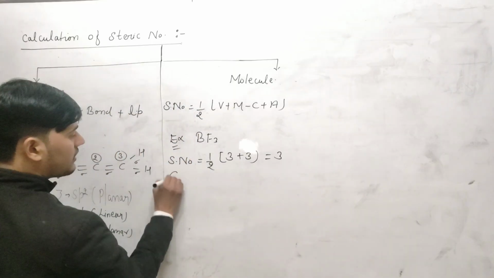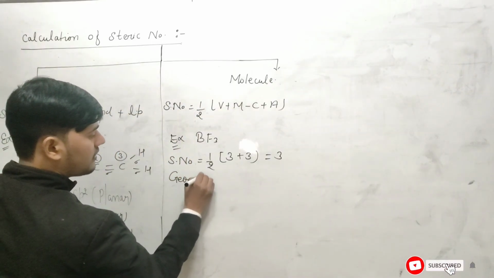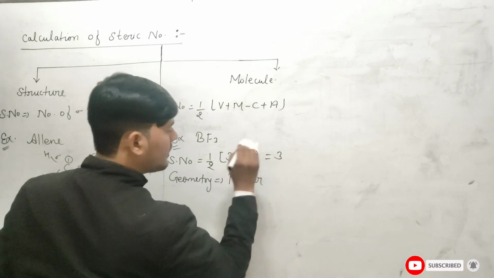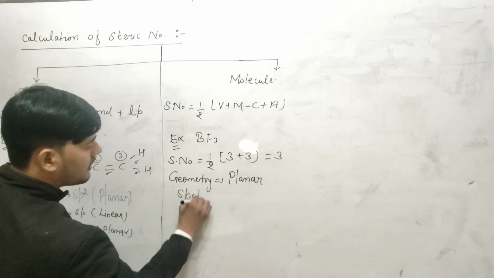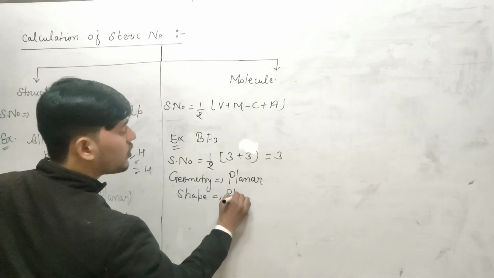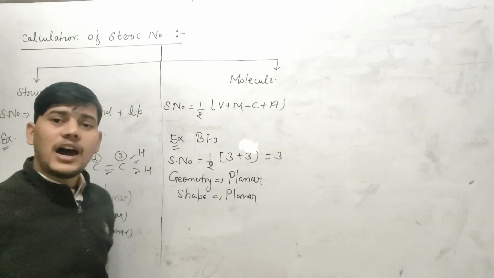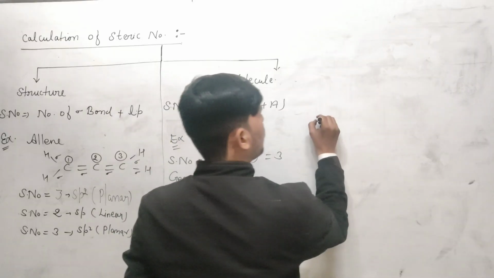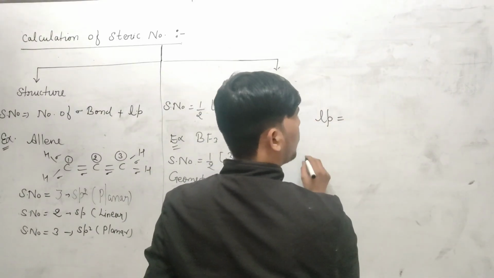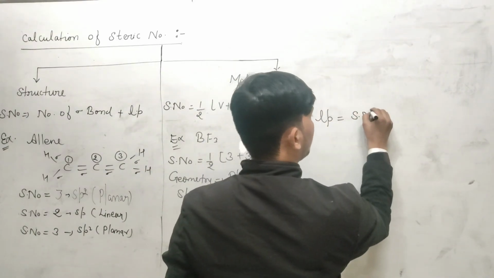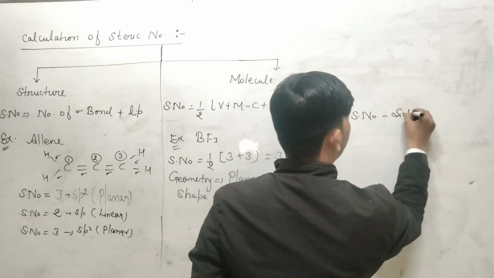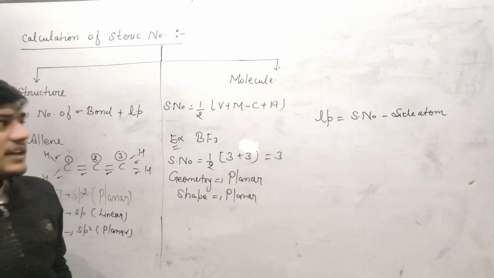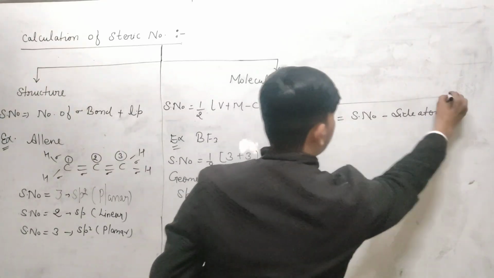So the geometry is planar, and the shape will also be planar because there are no lone pairs. How can we calculate the lone pair? For the calculation of lone pair, we will use the formula: lone pair is equal to steric number minus side atom.